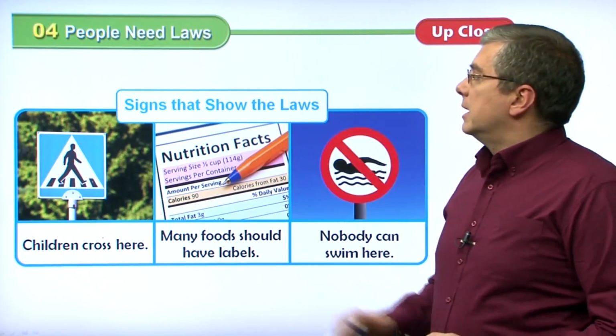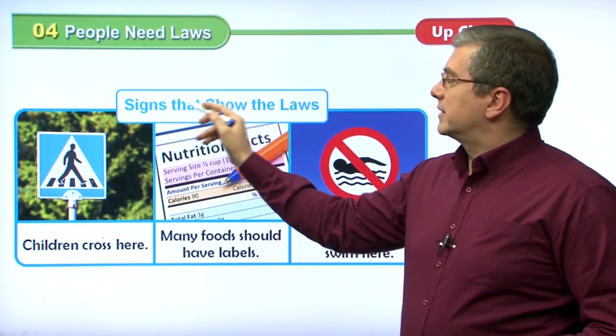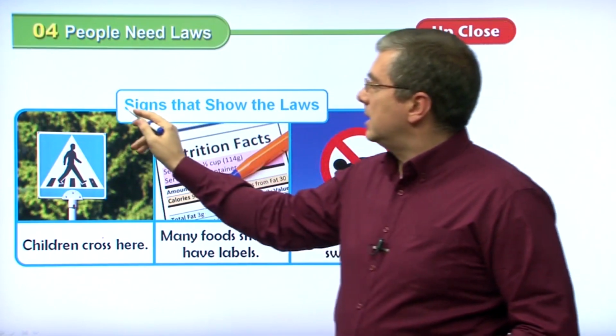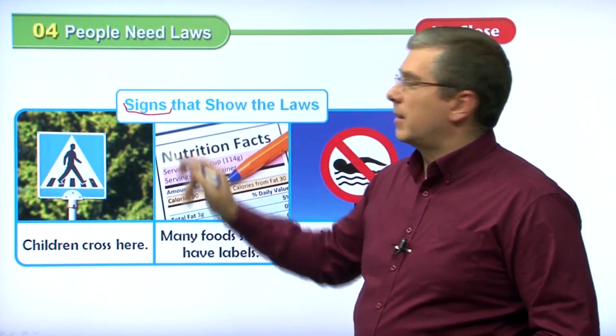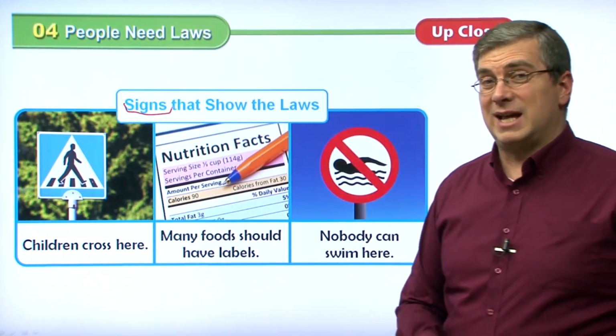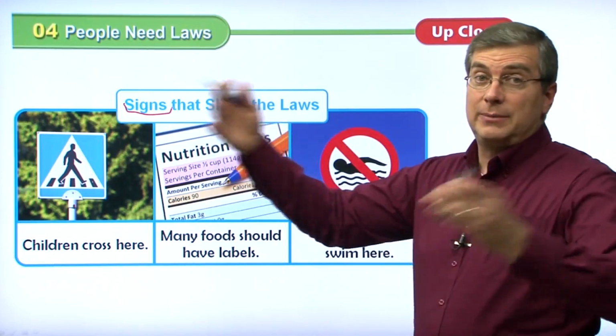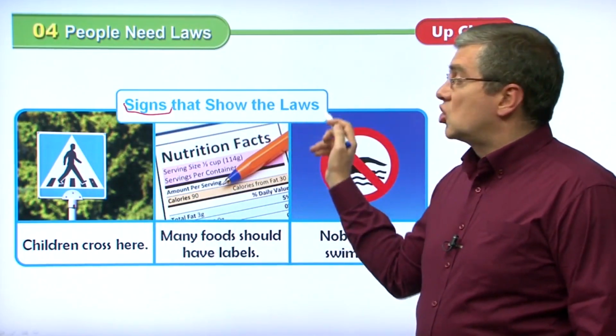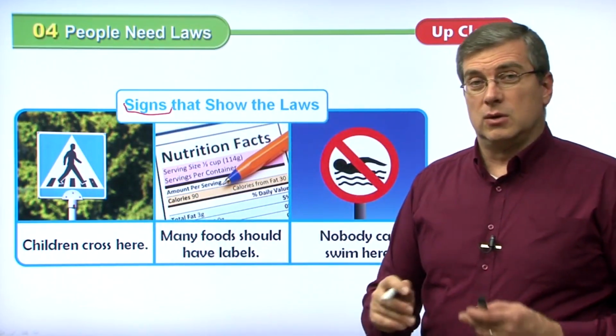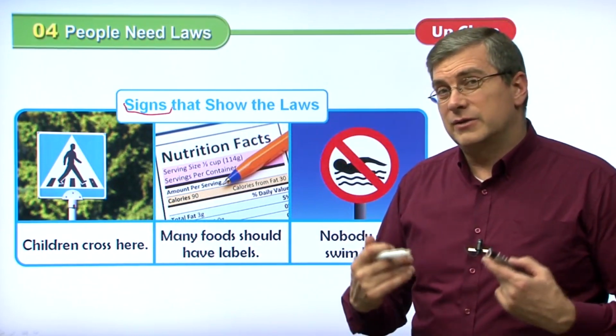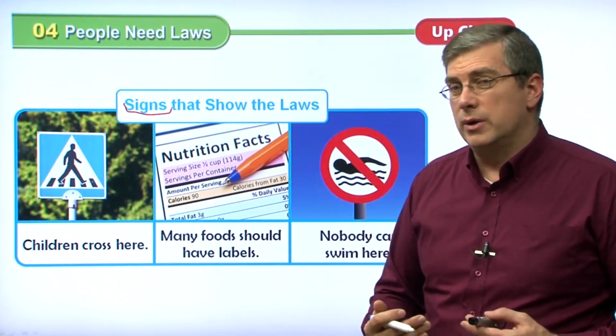Here we have a chart that shows us signs that show the law. So in this chart, we're looking at signs. Remember, we talked about traffic signs before, but these are all types of signs. Signs that show the laws. So they are signs that tell us what to do. They help us follow the law.